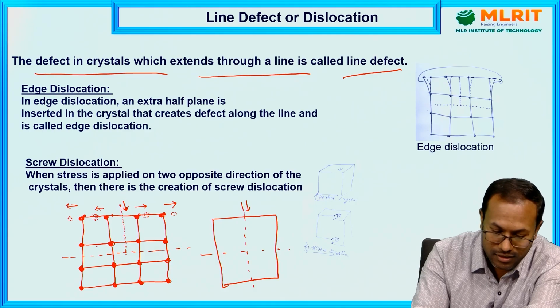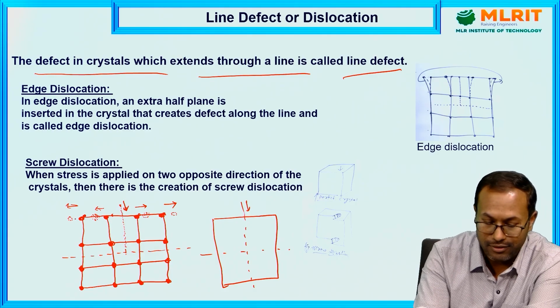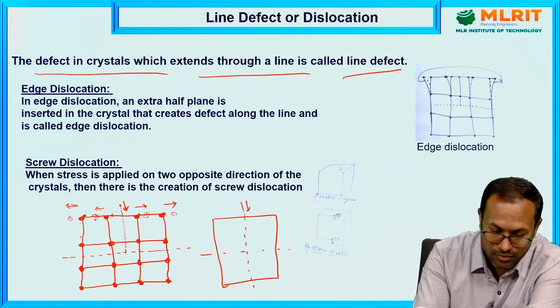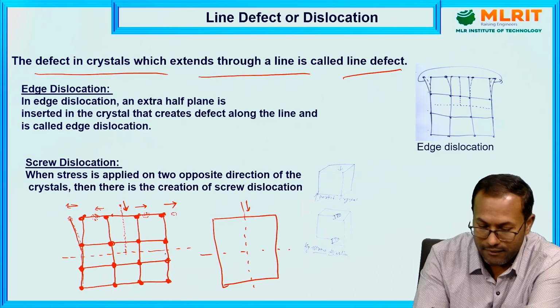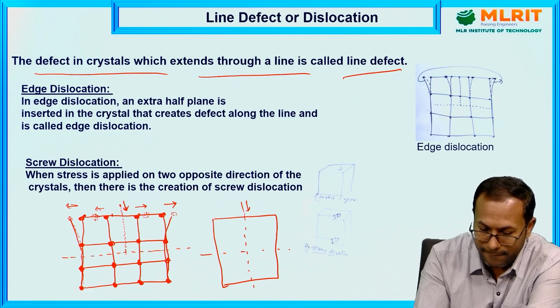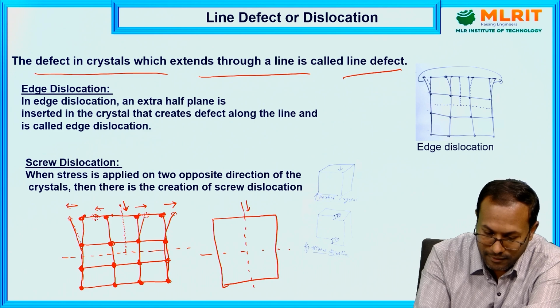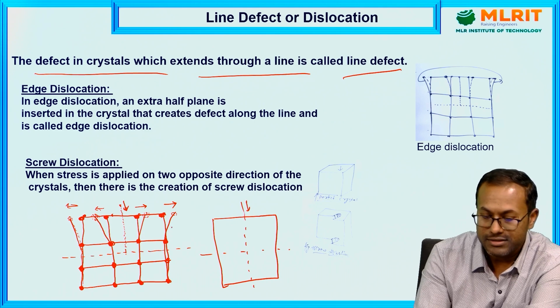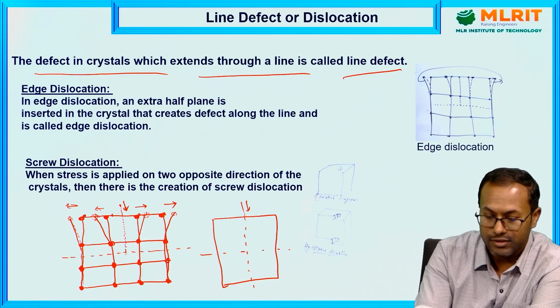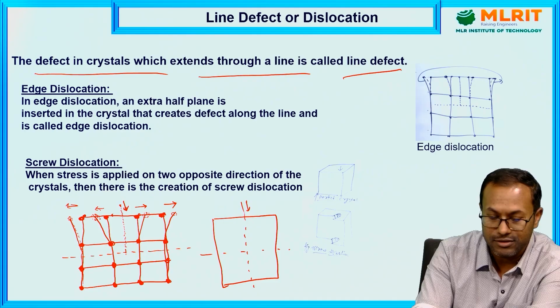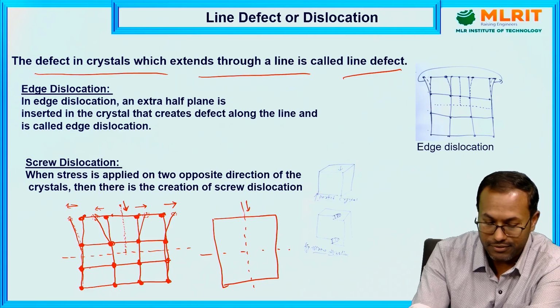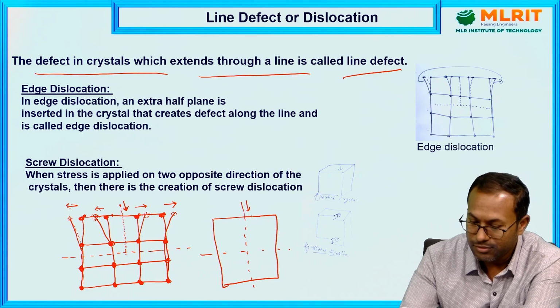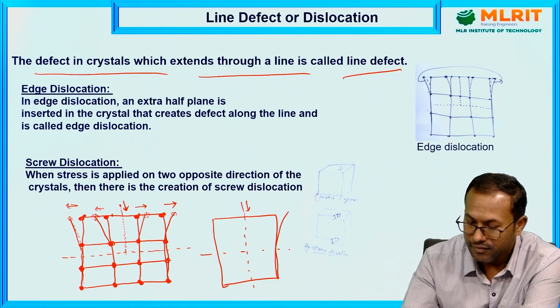So what will happen? Since atoms are displaced line-wise due to the insertion of another plane, what structure will come? Due to the insertion of one plane, the atoms are dislocated along a particular line, so a defect is created. Look at this. Earlier it was the diagram without defect. Now, due to the insertion of a plane, there is a dislocation of the atoms along a line.